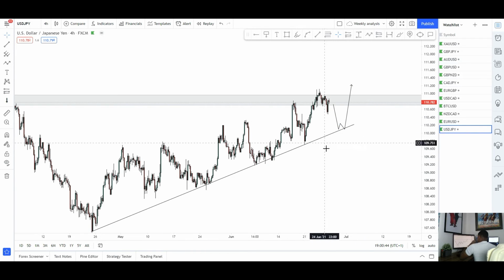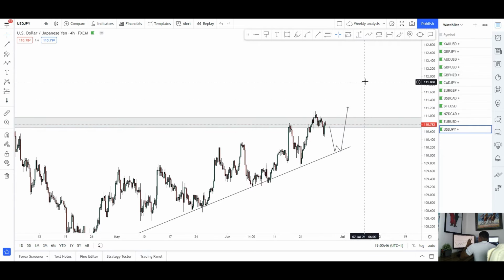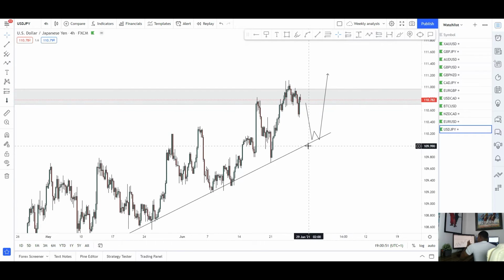I think we can break through this resistance and give us some higher highs, maybe all the way around the 1112 mark. So more upside for next week. Allow the market to retrace first.